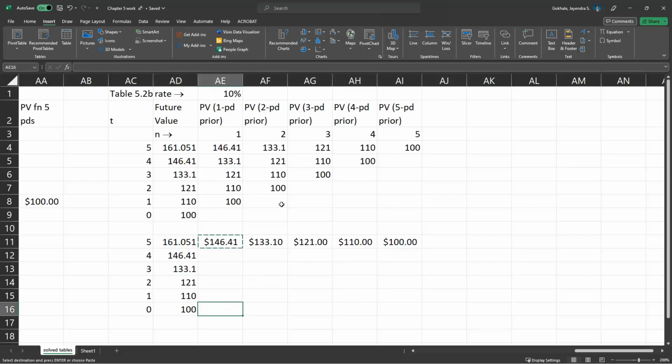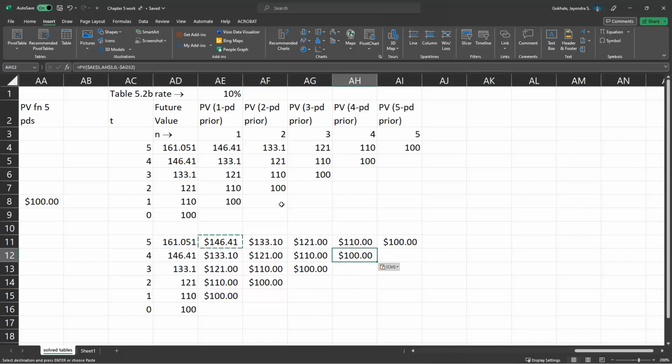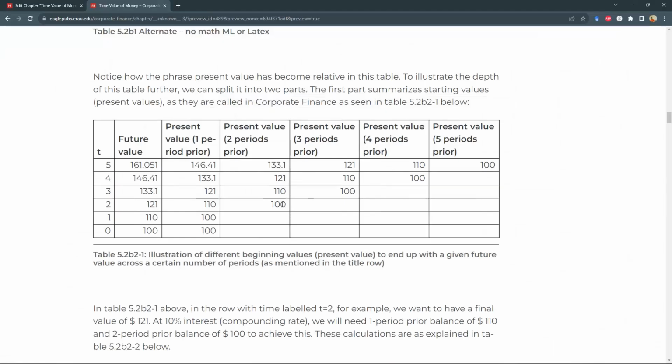Why do we waste our time? Just do Control V, and Control V. And that's exactly how we solve this table 5.2b, which is given here. Essentially, how do we find out the corresponding present values corresponding to a certain future value n periods prior? Thank you for listening.